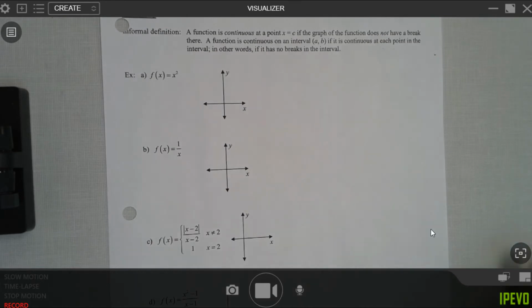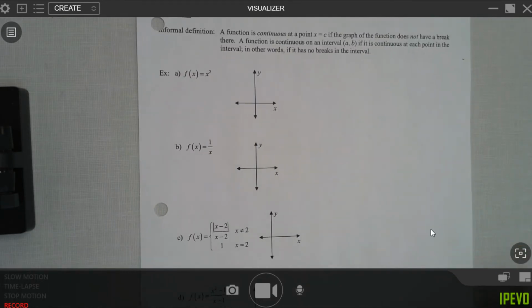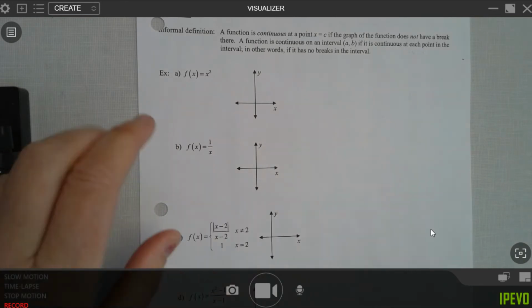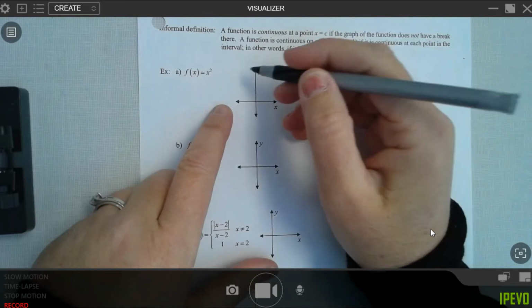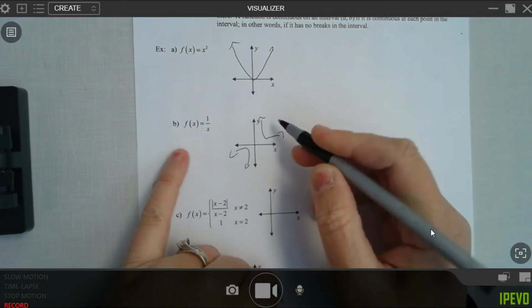All right, so a very informal definition of continuity is if I can draw it without picking up my pencil. So if I could draw this graph without ever picking it up, then it's going to be continuous. So x squared graph looks like this. So that's a continuous function. 1 over x, though, looks like this. So this one is not continuous at 0, because that's where the break happens.